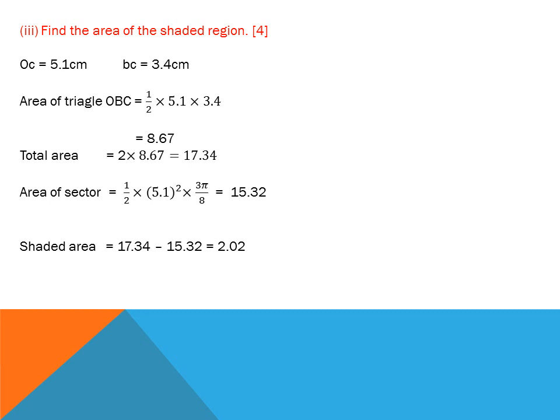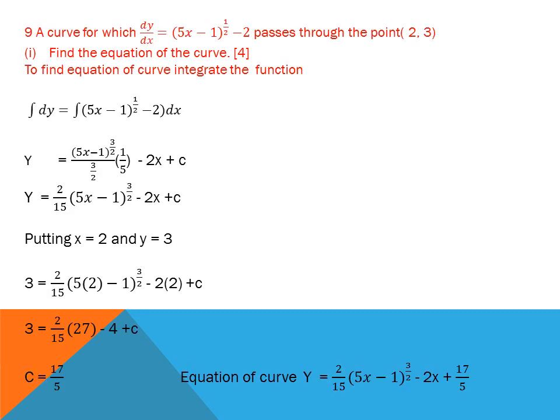Now the area of the sector, which makes angle 3 pi by 8, and the length of the arc is 6 centimeters. The formula for the area of a sector is 1 over 2 r squared theta, while the length of arc formula is L equal to r theta. Here r is 5.1 whole squared, and the angle is 3 pi by 8. I found that the area of the sector is 15.32. When I subtract this area from the whole figure, the area of the shaded region is 2.02 centimeters squared.